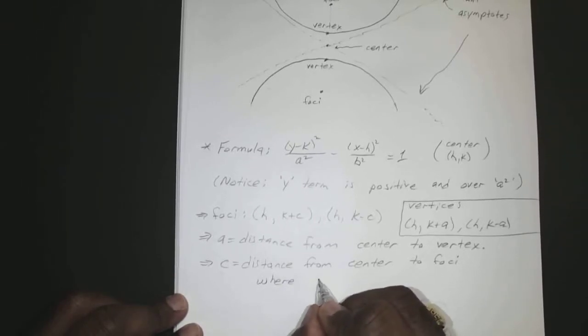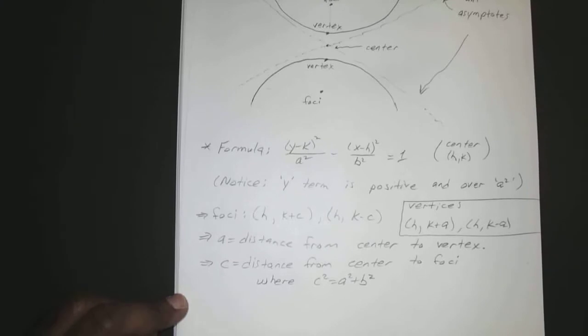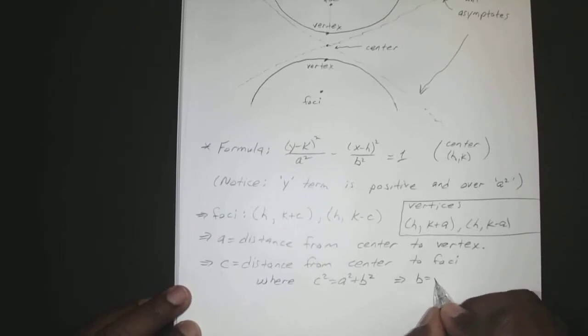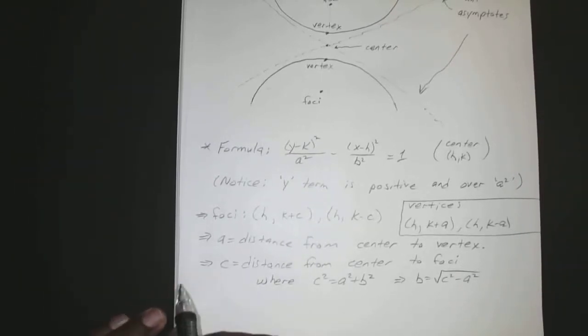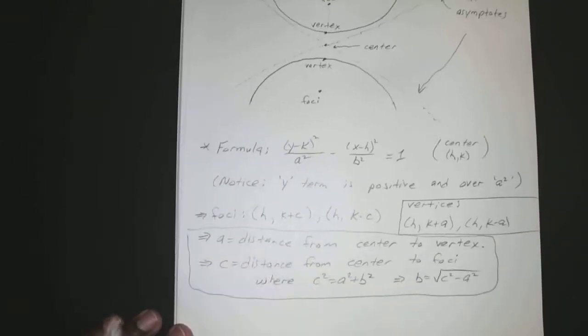Again, c squared is equal to a squared plus b squared. And in a lot of cases, if we have to solve for b, b equals the square root of c squared minus a squared. We don't always have to solve for b, but in some cases we do, and that's pretty handy to know.